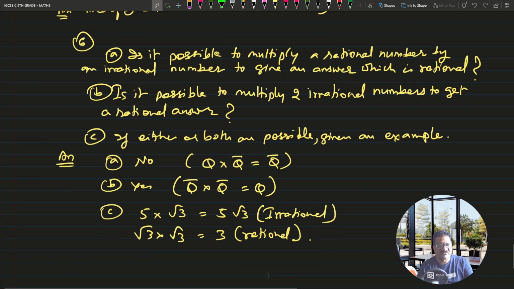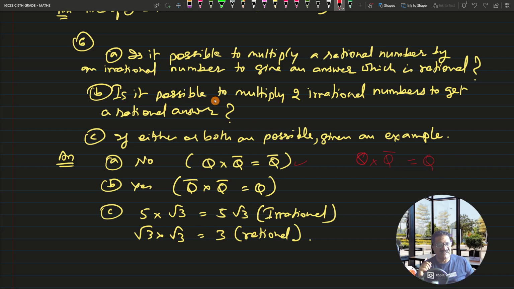Let us come to the last question, question number 6. Is it possible to multiply a rational number by an irrational number to give an answer which is rational? So he is telling you, if you have a rational number and you multiply it by an irrational number, is it possible that you will get a rational number? No, it is never possible, because the rule says that a rational number multiplied by an irrational number will always give you a product which is irrational. So the first answer is no.